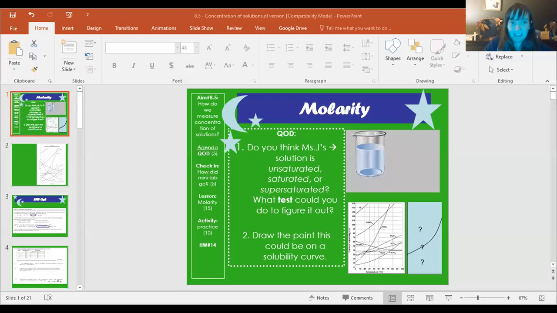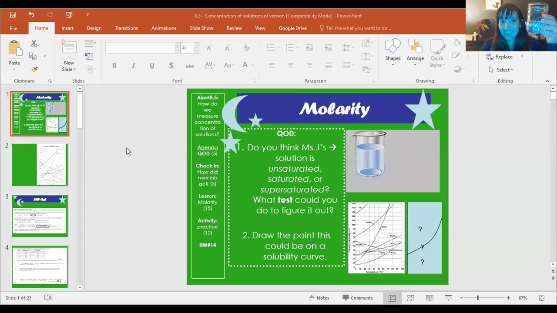Last time we were studying supersaturation, and hopefully some of you got to either do or watch the experiment of hot ice. And today we're going to learn about concentration of solutions. Today's lesson is 8.5, concentration of solutions. So I'm going to share that with you. Great. And we'll start off with a question of the day here.